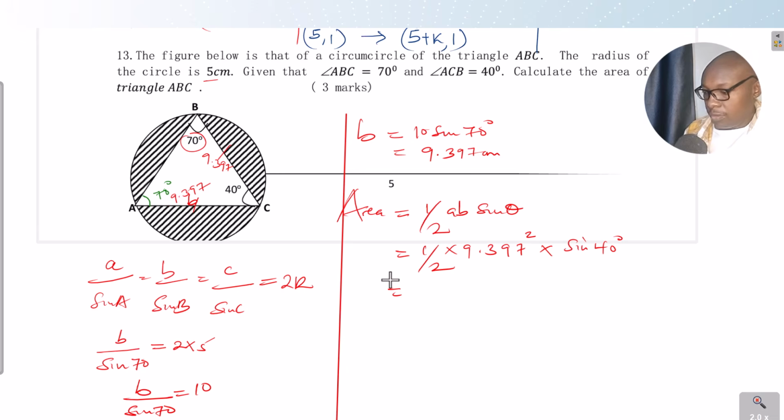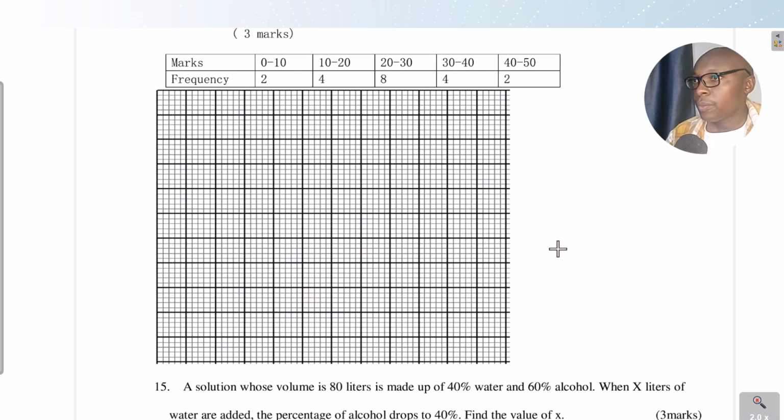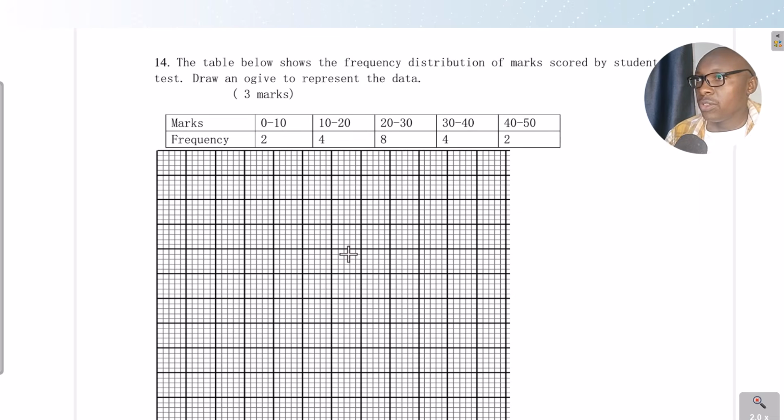So this will give, so 9.397 squared times sine of 40, and then you divide that out by 2. So this one gives 28.38. So this gives 28.38 centimeters squared. So that is how you're supposed to solve that question. We go to the next question, 14.